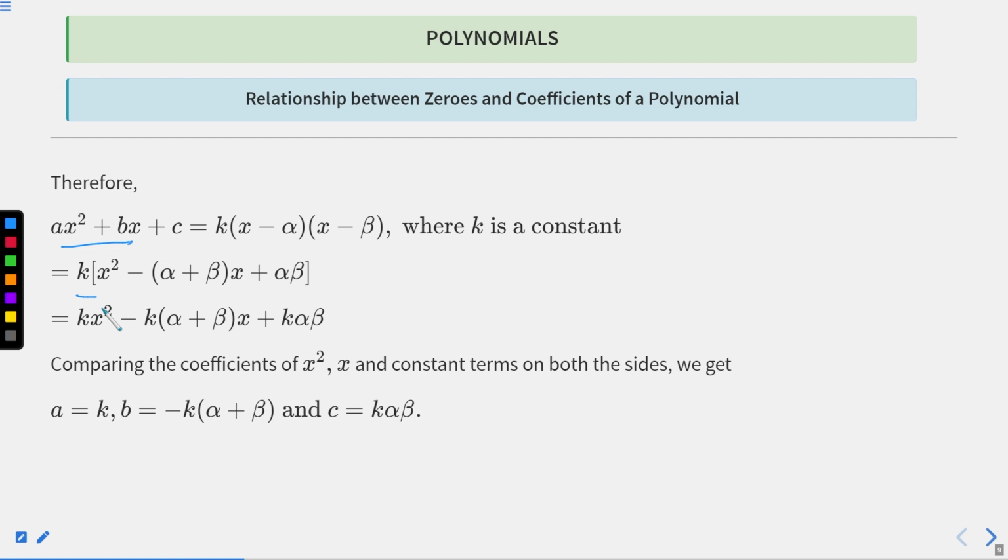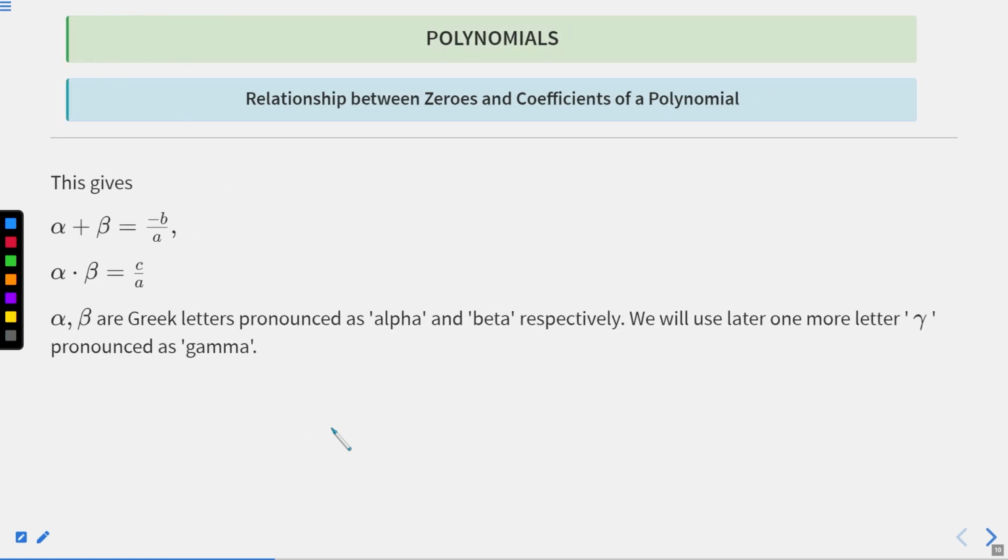Now comparing the coefficients of x square, x and constant term on both sides, we get: a is equal to k, b is equal to minus k times alpha plus beta, and c is equal to k times alpha beta. This gives us alpha plus beta equal to minus b upon a, and the product alpha times beta equal to c upon a.